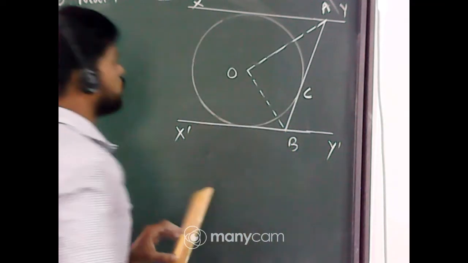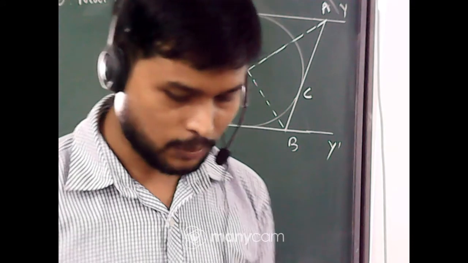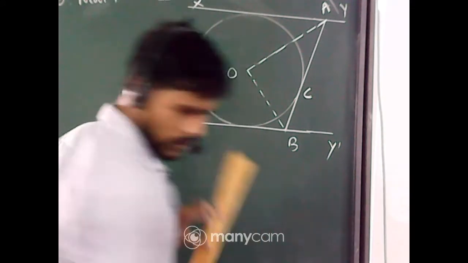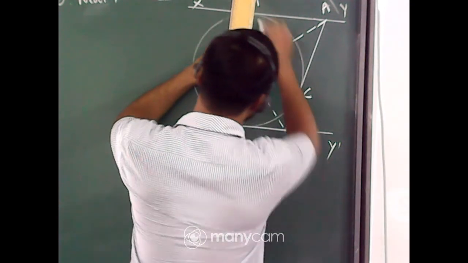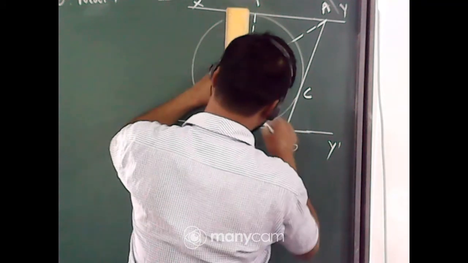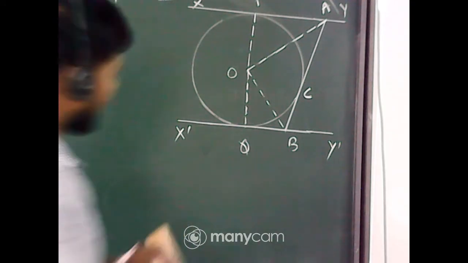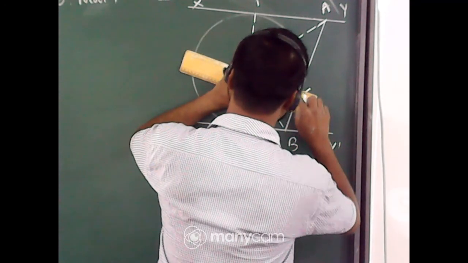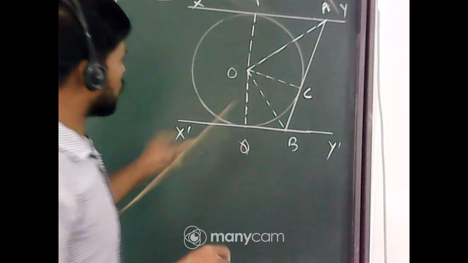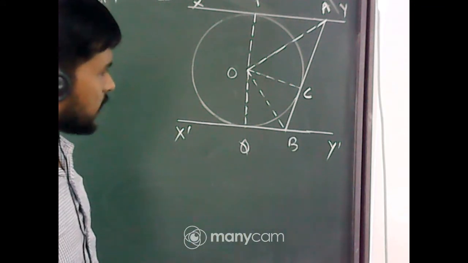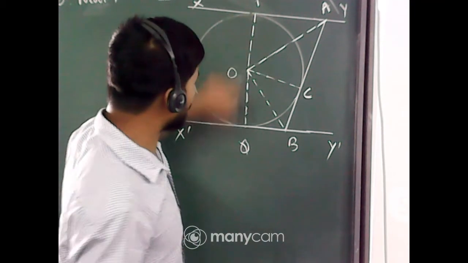Okay, how can we prove that this angle is 90 degrees? To prove this one we have to do a construction. What is the construction? Let this be point P and this be point Q. So join OP, and then join OQ. We are joining OP and OQ and also OC. Now by joining this, can you tell me what is the value of angle POQ?